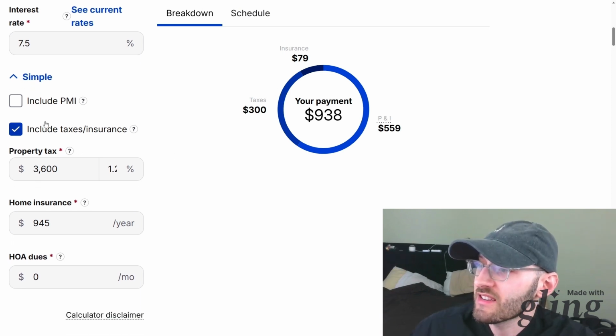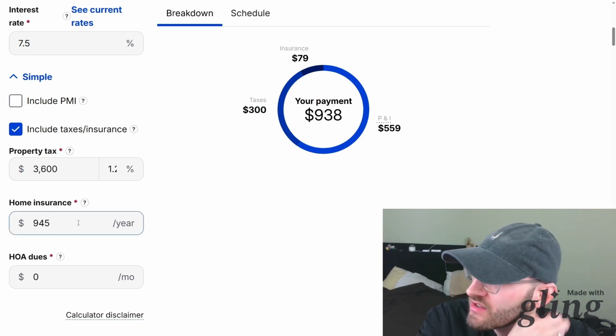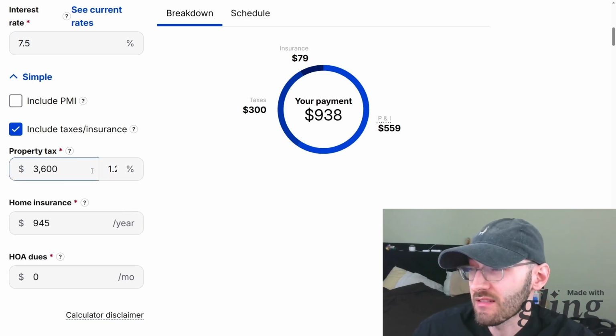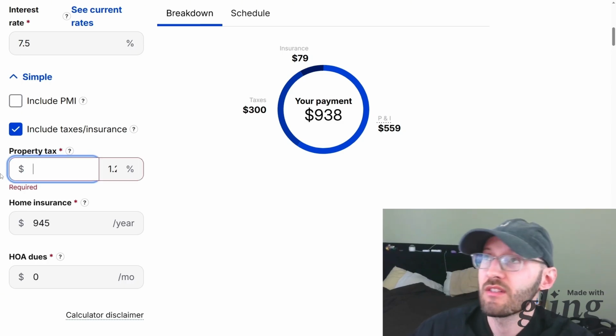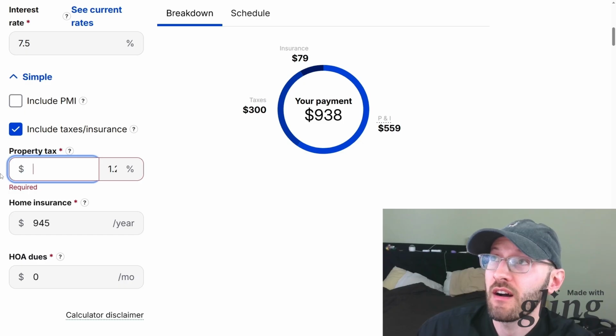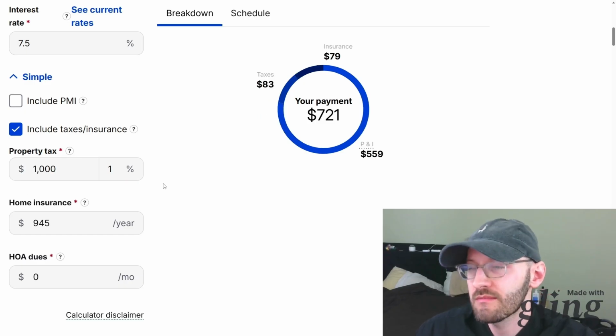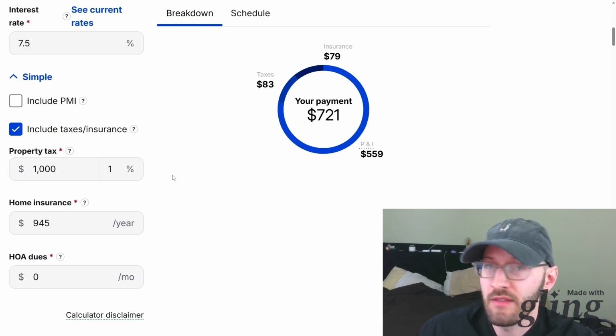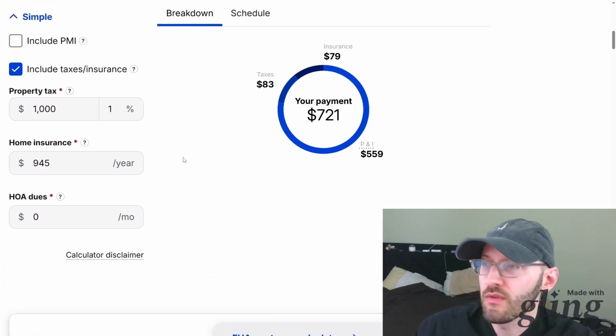We're going to include taxes and insurance. Property tax 1.2, home insurance 945. Property tax is a little expensive. It's not that expensive. Actually, property taxes on a house this big and a house that costs this much is probably around $1,000, my guess. Again, I know that because I live in the area. I live in Louisville, so I know the prices.